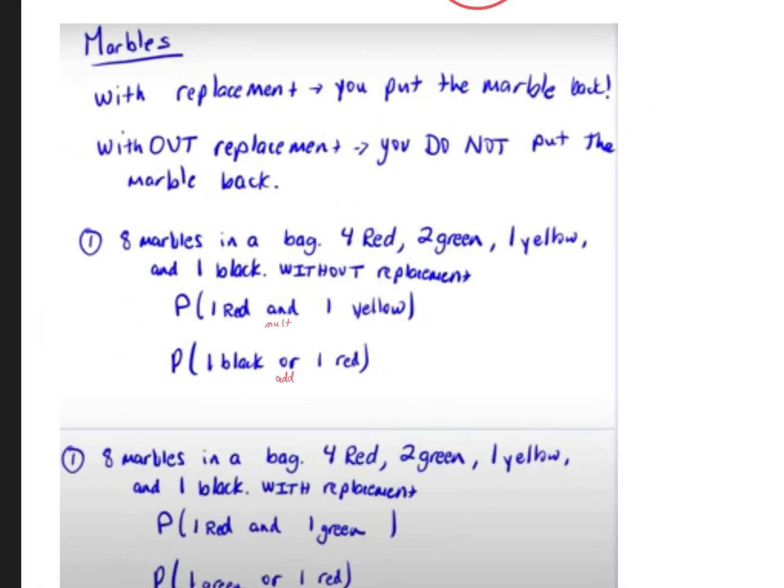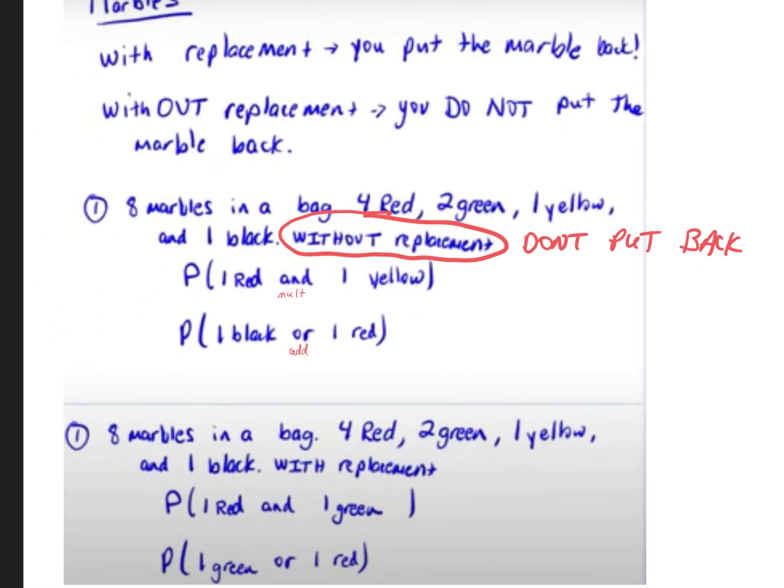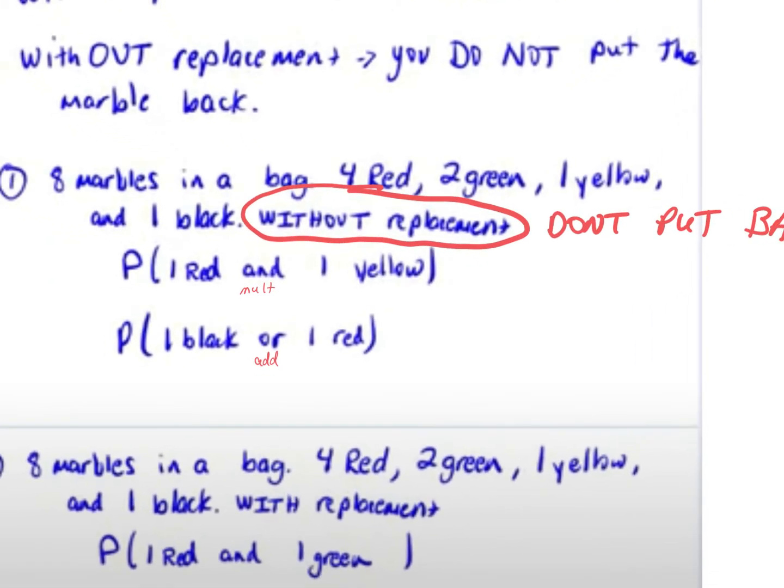This first one says you have 8 marbles in a bag. 4 are red, 2 are green, 1's yellow, 1's black. And it says without replacement. What does that mean? Without replacement. Do I put it back in the bag or I don't put it back in the bag? So write down, don't put back. Something like that. So what's the probability that 1 is red and 1 is yellow? So let's think about it. How many total marbles do I have in the bag to begin with?